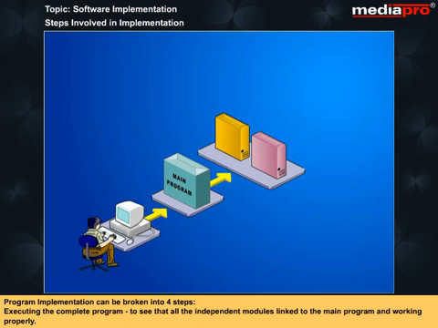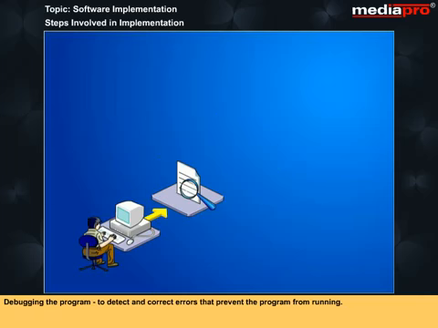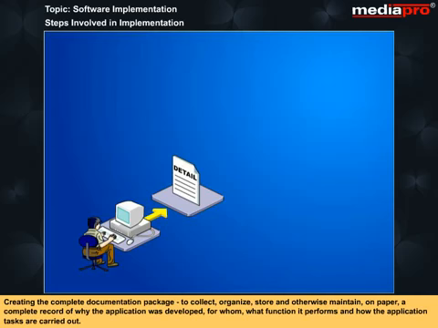Executing the complete program to see that all the independent modules linked to the main program are working properly. Debugging the program to detect and correct errors that prevent the program from running. Testing the results to ensure that the input test data produces the predicted result. Creating the complete documentation package to collect, organize, store and otherwise maintain on paper a complete record of why the application was developed, for whom, what function it performs, and how the application tasks are carried out.